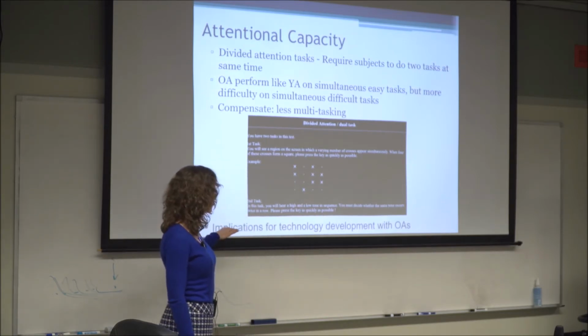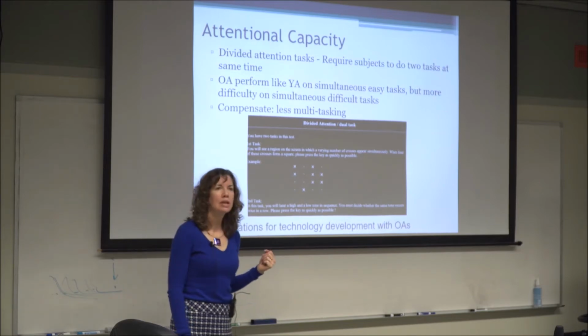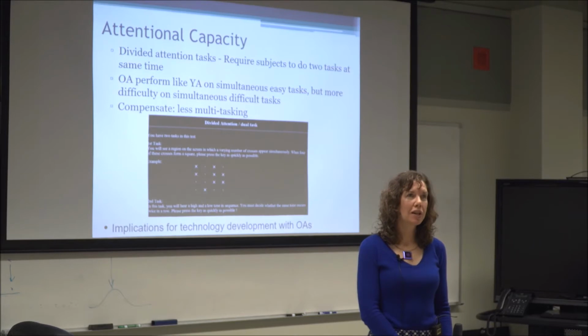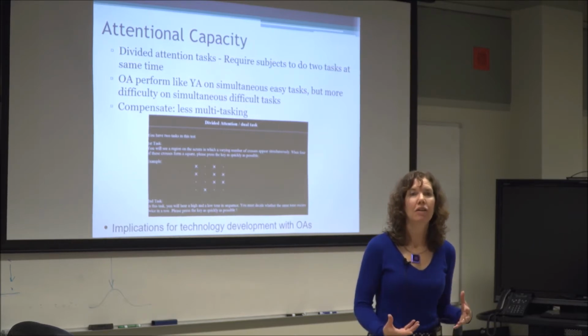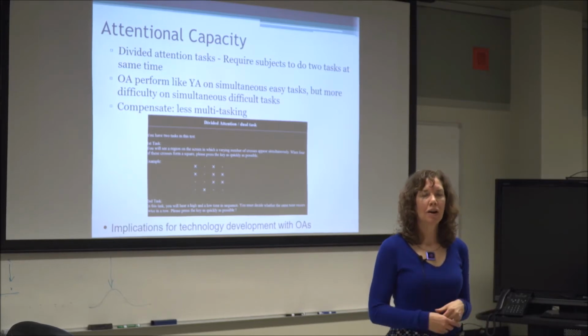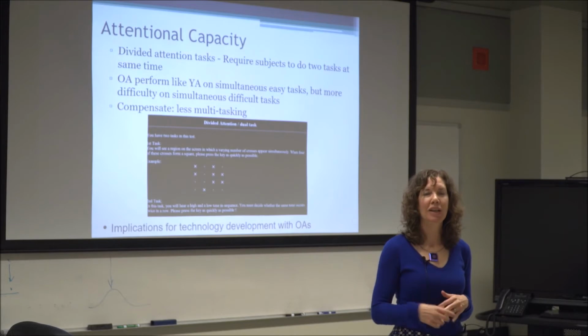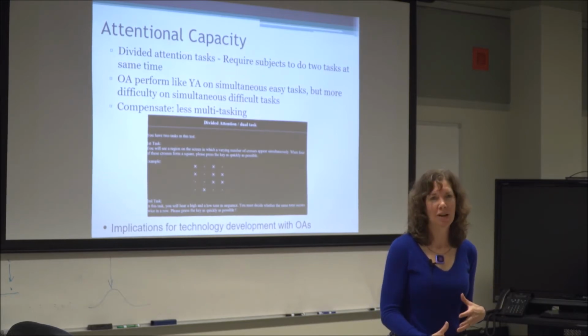Okay, so we talked about some of these changes that occur in attention in terms of capacity and in terms of selectivity. What are some implications of this for technology development then? Okay, so try to find times where you're not going to be interrupting activities that take a lot of concentration, maybe transition points, maybe more automatic tasks. Can you use some of these principles to think about what might be the best time to prompt?